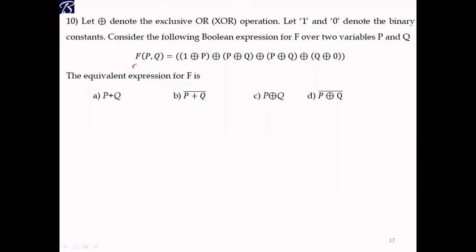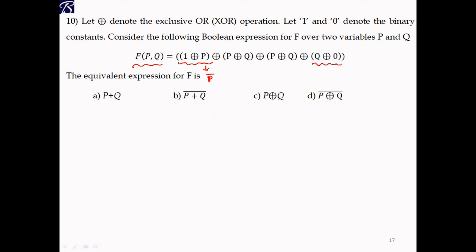A function f is given. We need to simplify this. Let us recall the properties of the XOR gate. If one of the inputs is 1 for the XOR gate, then it acts as an inverter. If one of the inputs is 0 for the XOR gate, it acts as a buffer. If you apply these properties here, consider this term, what happens? An XOR gate with one of the inputs 1 acts as an inverter, so this output will give P bar.